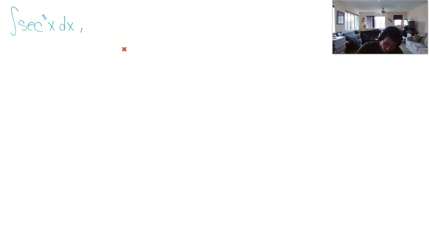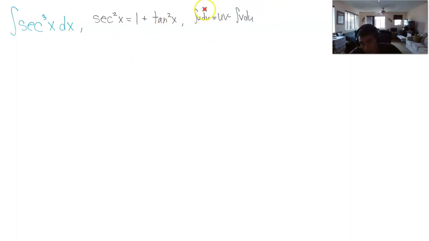Okay, well, you know that we can use integration by parts for sure, right? And you also know that secant squared x is equal to 1 plus tangent squared x. And you also know integration by parts, where we say the integral of u dv is equal to uv minus the integral of v du. We know these two things, so we can 100% use that to rewrite this integral.